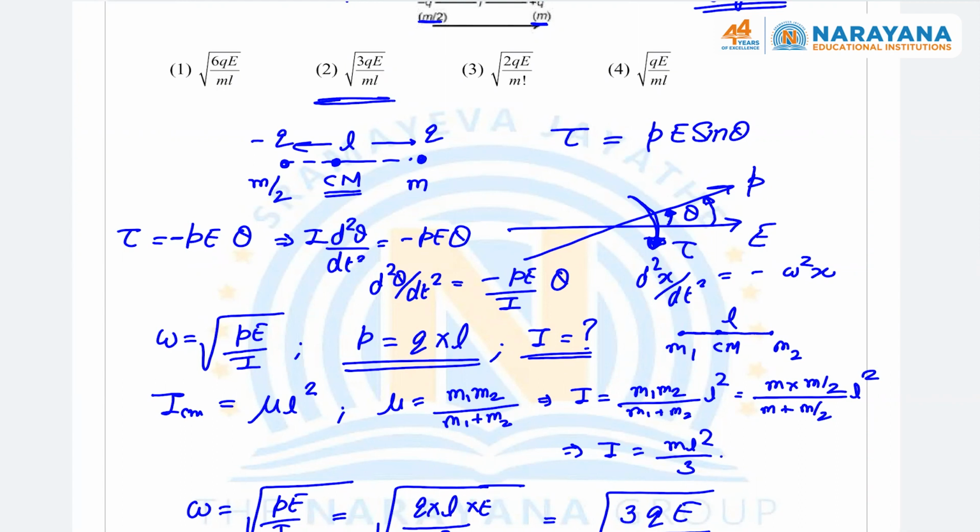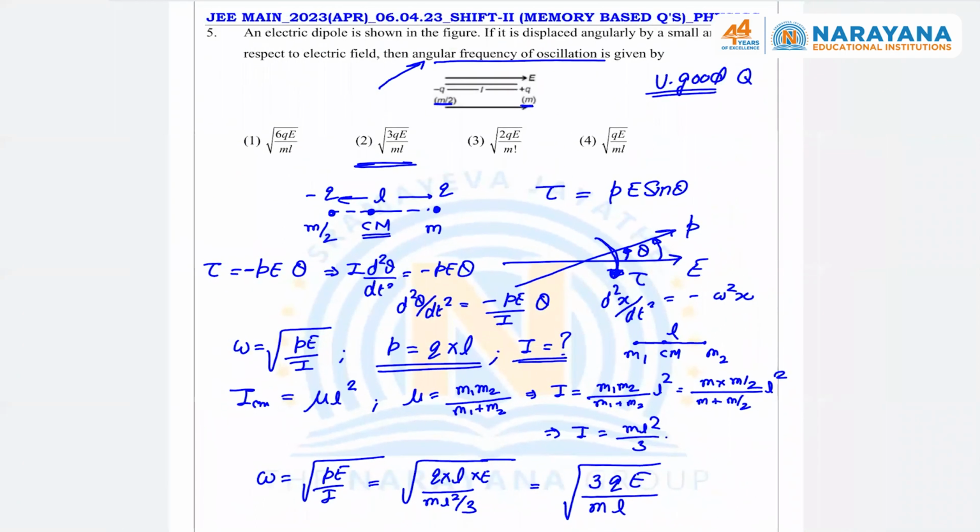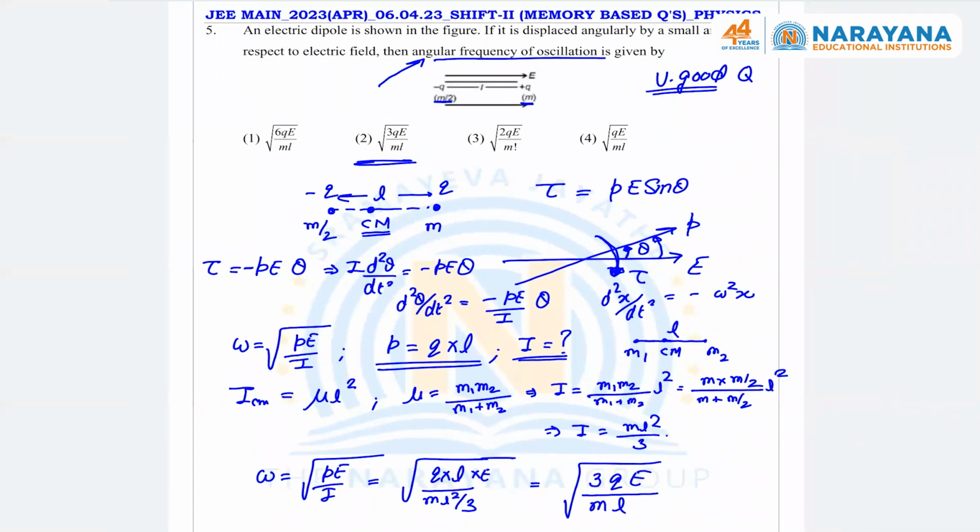Just take a note on this carefully. So many steps are involved, so I'll give you time. Just have a look at it carefully. Meanwhile, I'll just check my calculations once again. Yes, they seem fine. I was just bothered about this calculation of moment of inertia. That's it. Nothing else. All right, so the answer is 3QE by ML. Option 2 is the correct answer. Fine. Let's go on to the next question.